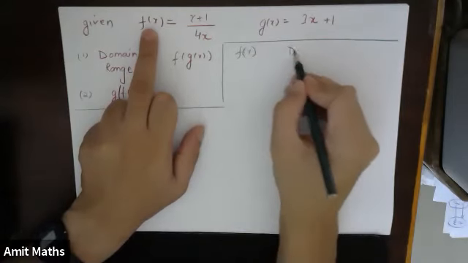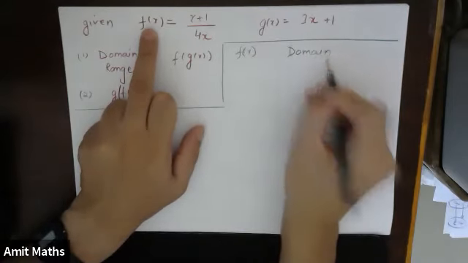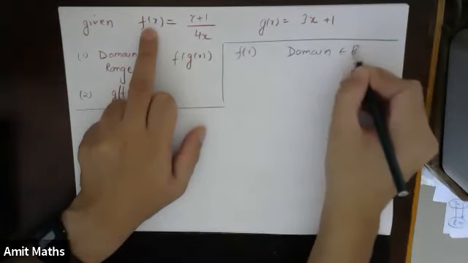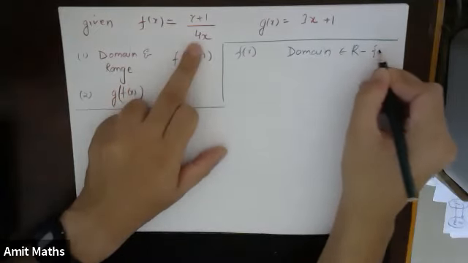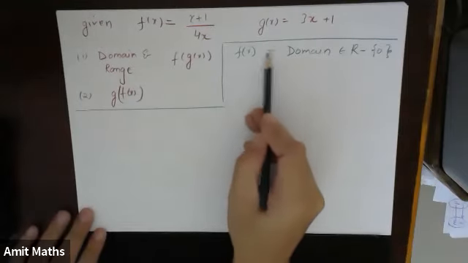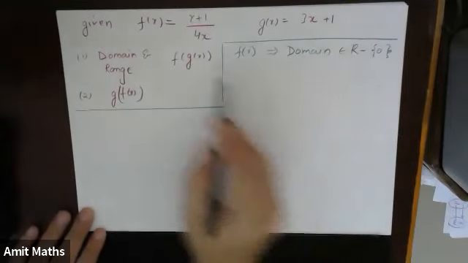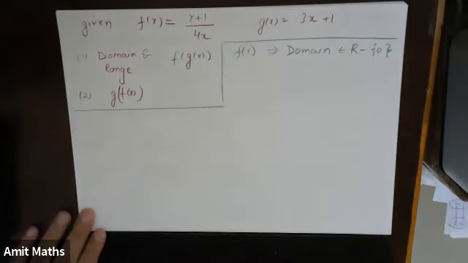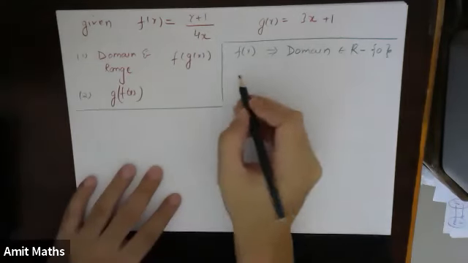Domain for f of x will belong to real minus 0, because x cannot take 0. Rest all the values x can take. Okay. Now what I'll check? I will check the range.